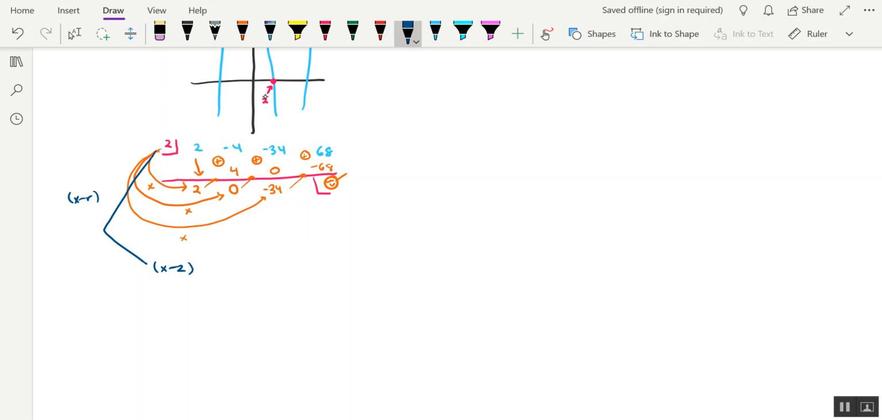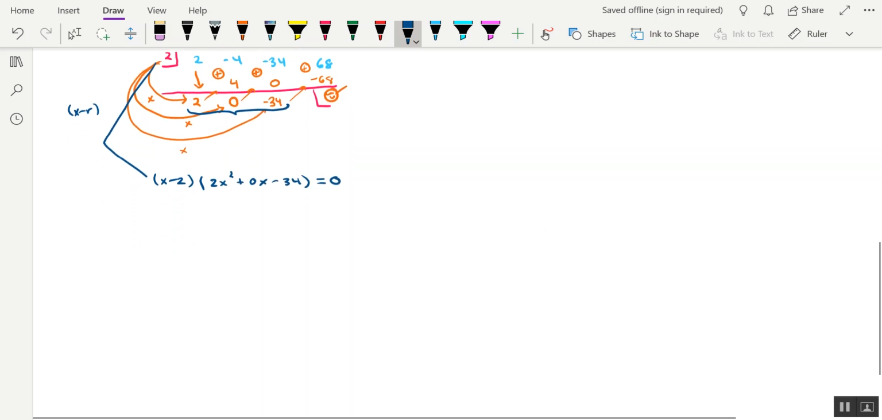Once that's factored out, there's going to be a remaining factor built by using these values from the synthetic division. So by the way, the second factor is going to be quadratic because we started out with a degree 3 polynomial function, and once we take the factor of x minus 2 out, the degree drops by 1. So this is why I'm writing 2x squared plus 0x minus 34, and that's still being set to 0. And of course, there's an easier way to write that second factor, 2x squared minus 34.